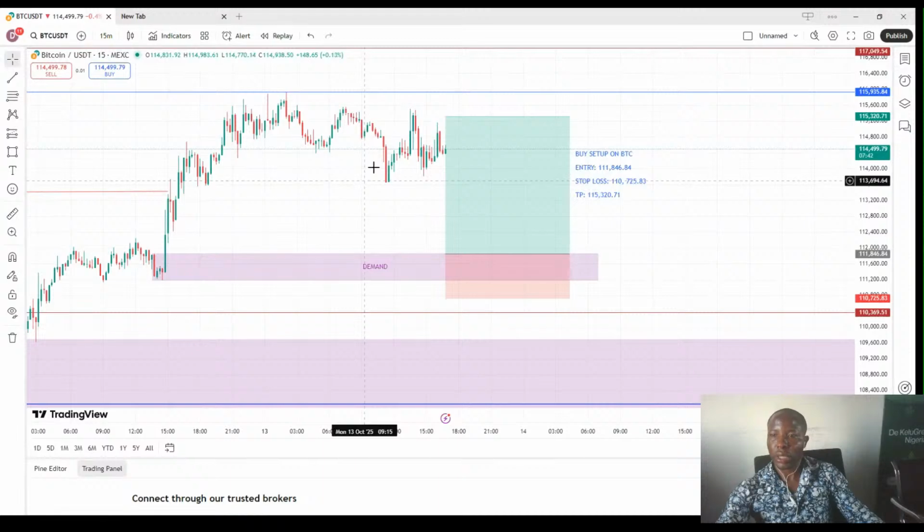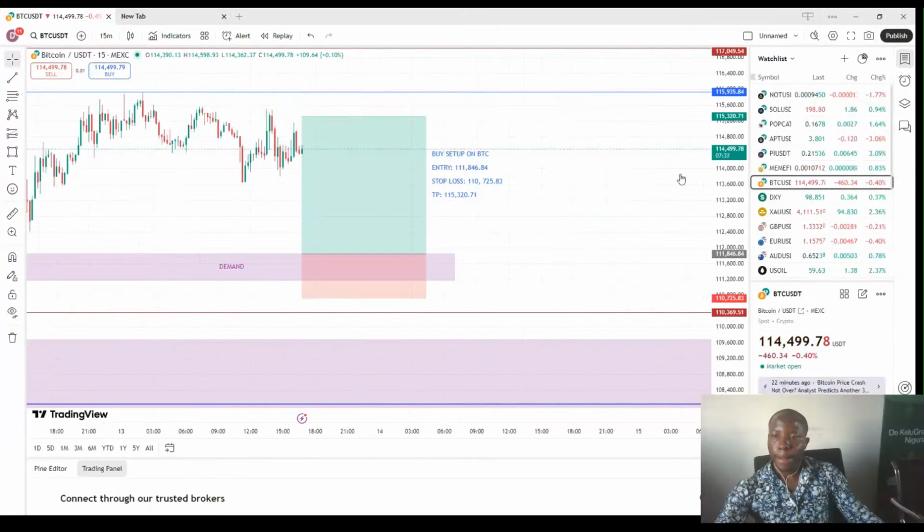So let's analyze GBP. GBP USD is the next pair I want us to analyze.